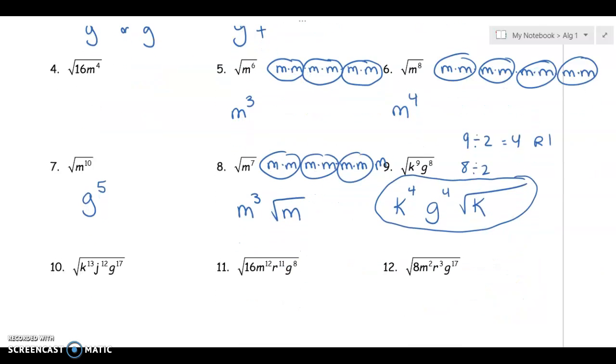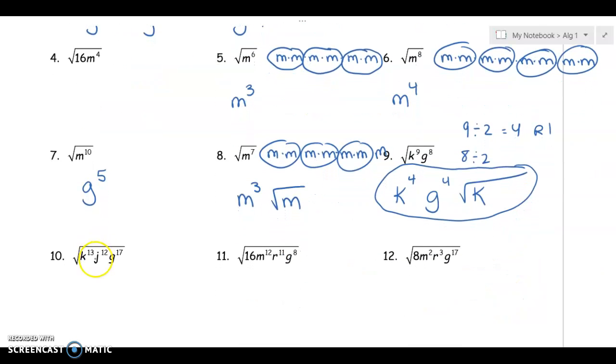If we go down here, k to the 13th, you can divide by 2. 13 divided by 2 is 6, and there'll be 1 left over because it's odd. 12 divided by 2, that's 6. That's even, so there won't be any leftovers. 17 divided by 2 is 8, that would be 16, and then there's 1 left over. So notice I left some space between these and the radical so that everything can go out in front together and any leftovers can go under the same radical.